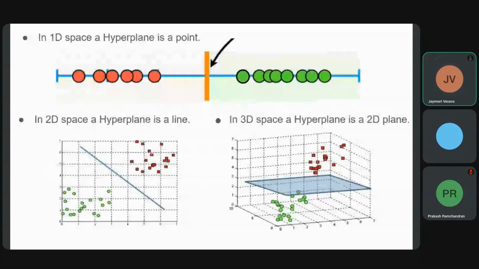When we are plotting the data on just a line in a 1D space, our hyperplane is a point. When we plot the data in a 2D space, our hyperplane is a line separating the two classes. And when we plot the data in a 3D space, our hyperplane becomes a plane. Even though SVM is not limited to binary classification, it will be discussed in binary classification in this session.